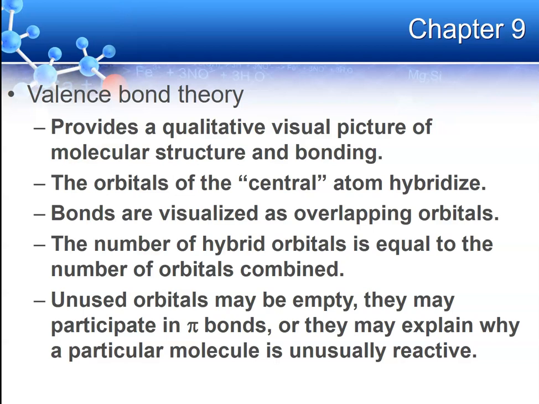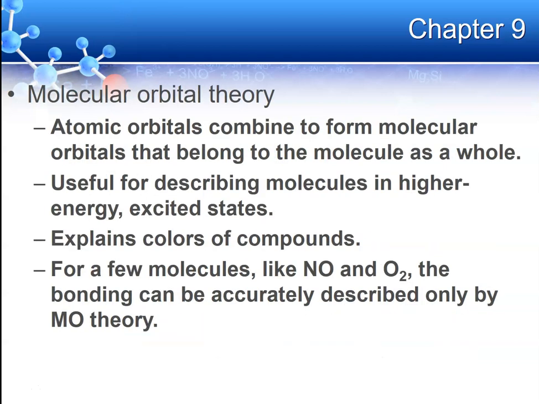The number of hybrid orbitals is equal to the number of the atomic orbitals that we combined. We have unused orbitals that might be empty. They might participate in pi bonds, or they might explain why a particular molecule is unusually reactive because it might want to fill those orbitals. Molecular orbital theory, on the other hand, combines orbitals to form molecular orbitals that belong to the molecule as a whole, and it's useful for describing molecules in higher energy excited states.